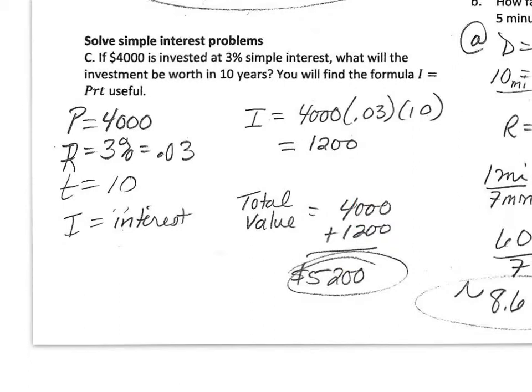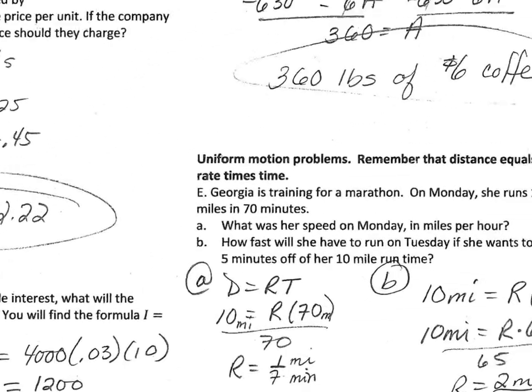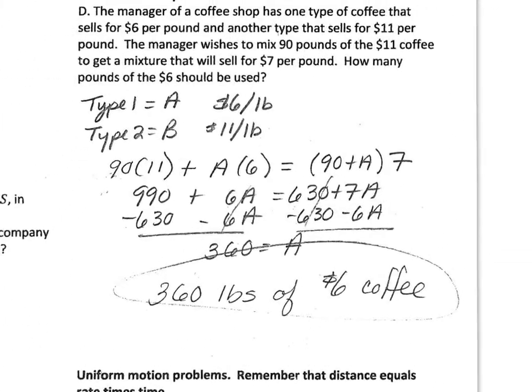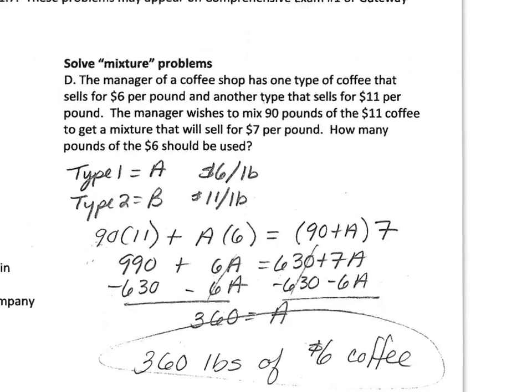I highly recommend when you do this problem that you list your variables over here on the left, fill in the pieces, then substitute, then use your calculator, go back and look at what it is asking you for: what will the investment be worth. Investment is total value, so you have to add those back together again. Let's go back up here now to one of our mixture problems.